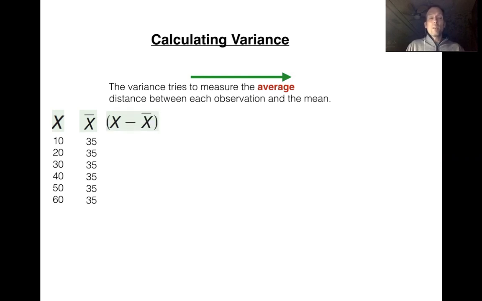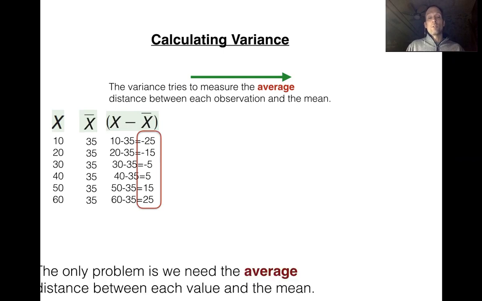So in the next column, I'm going to say what I'm about to do. I'm going to take each x value, subtract it from the average, and pencil in all the differences. Now, it looks like I'm set up pretty well. All I have to do is get the average of all those distances. Looks great. The only problem is we can't do it. The reason why is because all the negatives are going to cancel out with all the positives, and we're going to get left with absolutely nothing. So basically, this is useless.